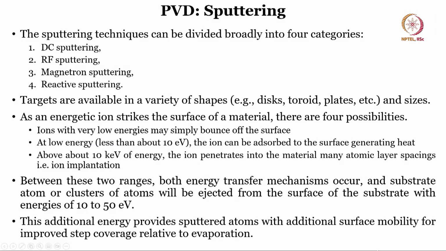If you see the slide, we are going to talk about sputtering, and in sputtering there are 4 different categories: DC sputtering, RF sputtering, magnetron sputtering and reactive sputtering. In this case, instead of using targets like chunks, we are going to use targets which look like a disc, toroid, plates, etc., and of different sizes as well. As an energetic ion strikes the surface of the material, there are 4 possibilities.